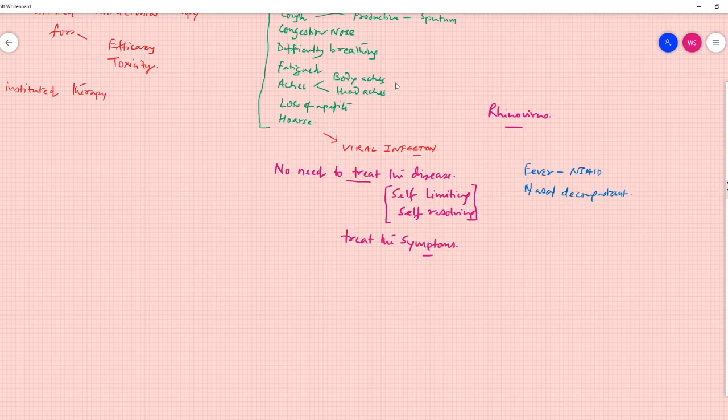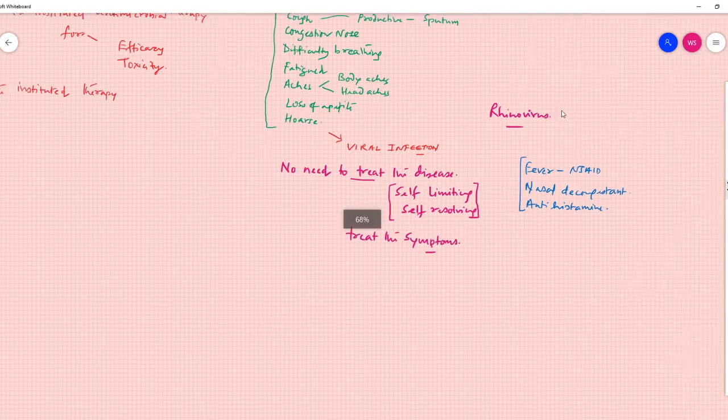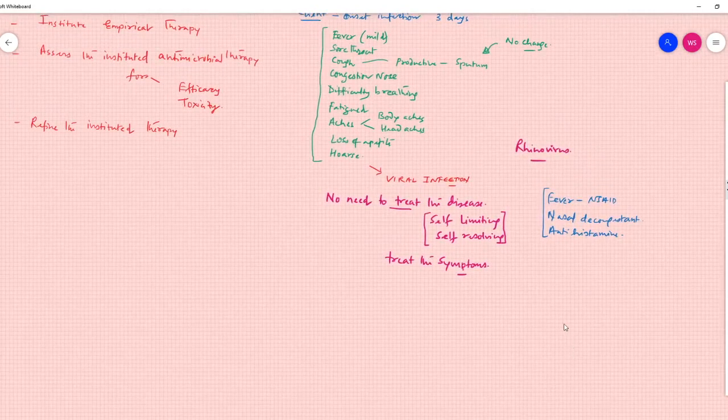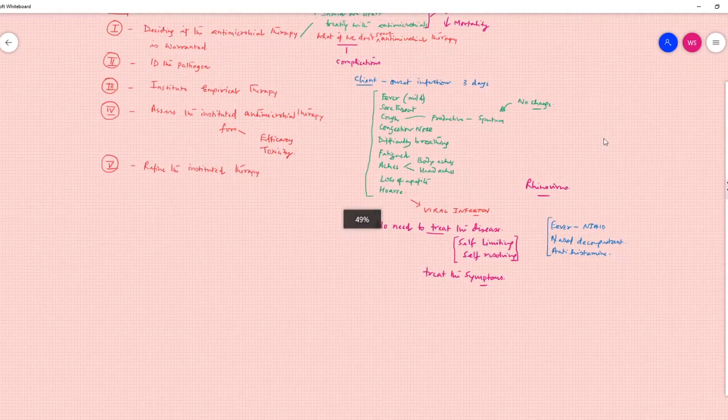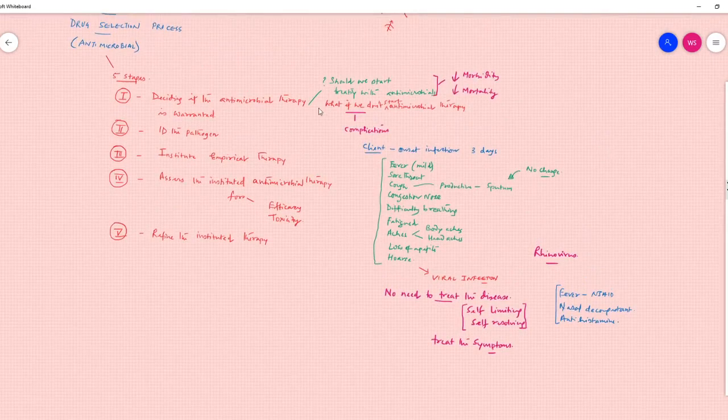Okay, so the patient is having post-nasal drip, and so you can give an antihistamine. With this, you can manage the symptoms. So this is one case where you needn't give an antimicrobial agent. Okay, so you know you don't give an antimicrobial.